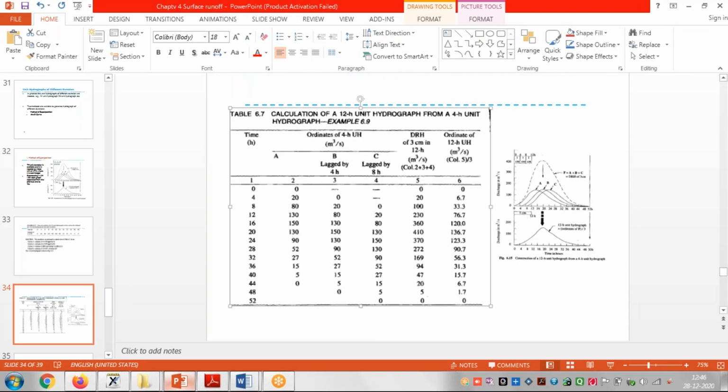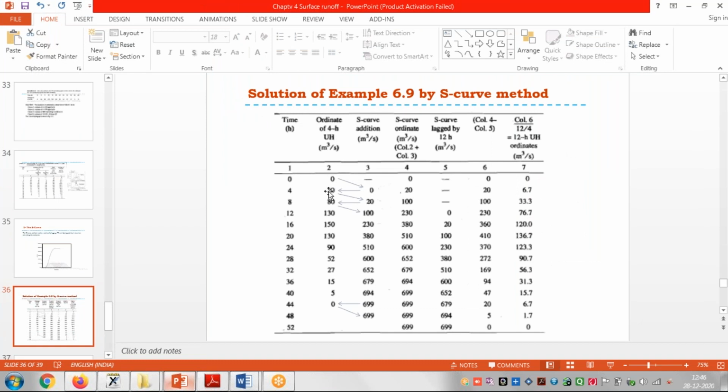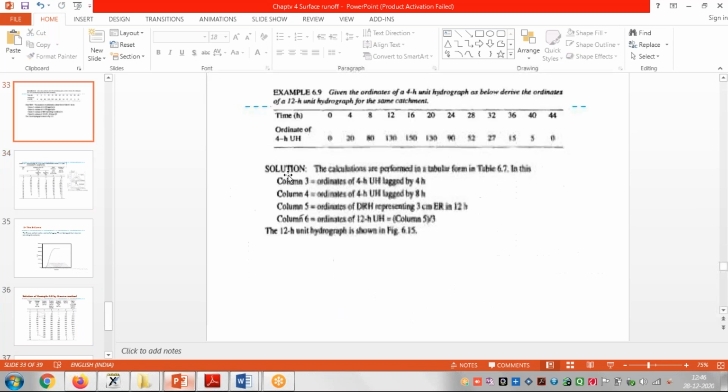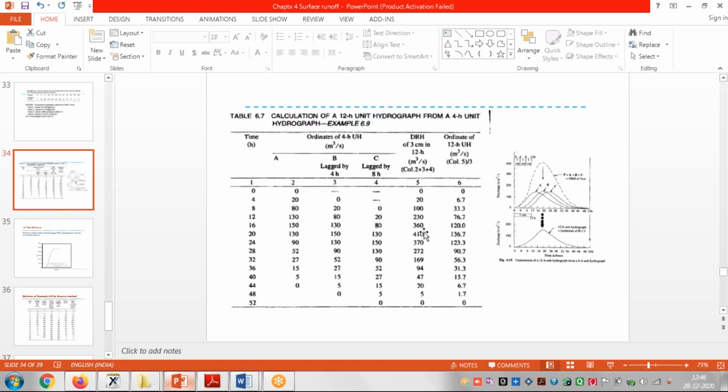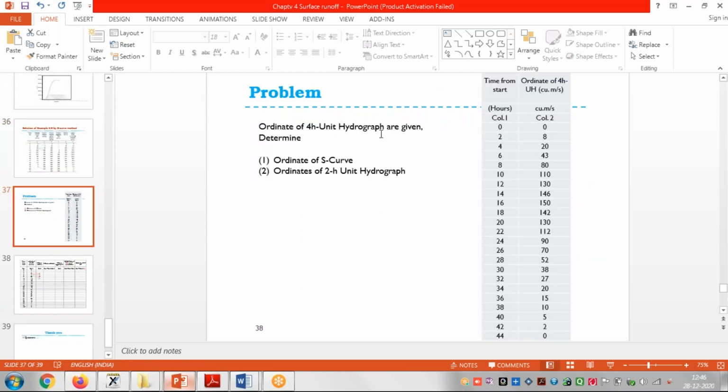Now see, similarly, the same thing is here. The question is given. The same thing is here, so you will get it and you will draw the graph. Likewise, see here. The ordinates of the 4-hour unit hydrograph are given. The ordinates of the S curve and the ordinates of the 2-hour unit hydrograph we have to obtain.